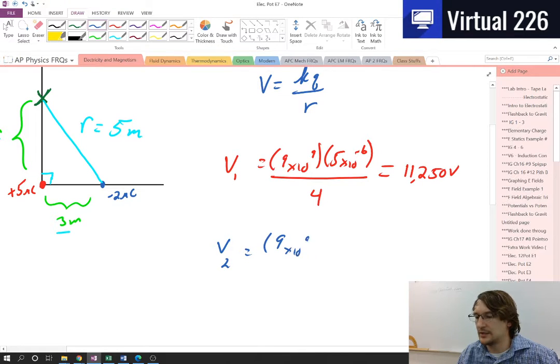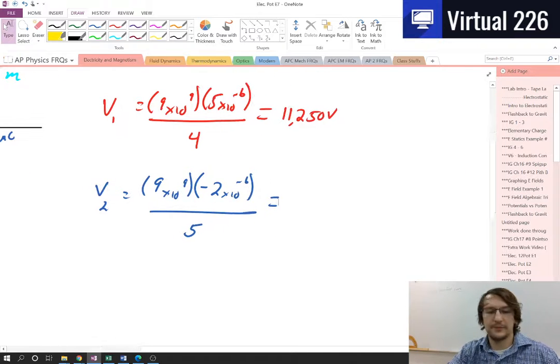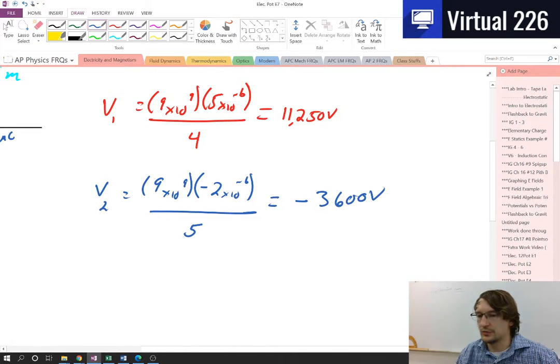When we do this for the second voltage, for the negative charge, we have a very similar equation, k, which is 9 times 10 to the 9th. We have charge 2, which is -2 times 10 to the -6. We need the minus there to let us know this is a negative potential. And then divided by that distance, which is 5 meters. And when we do this, what do we get? Well, we get, due to the negative, negative 3,600 volts.